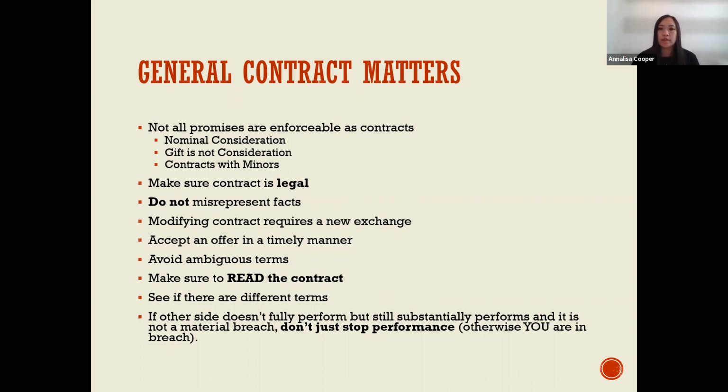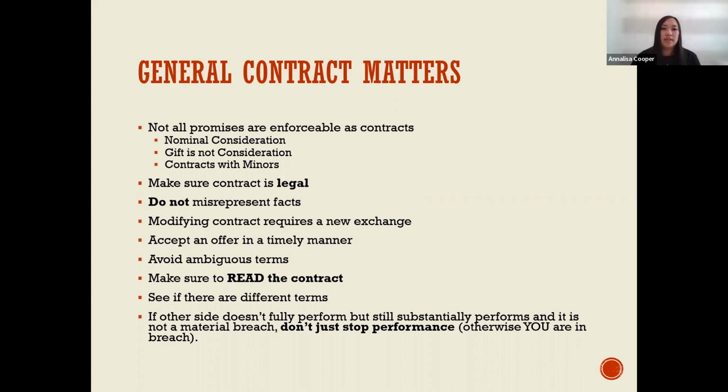And contracts with minors. To enter into a contract, you have to have legal capacity. One way to not have legal capacity is if you're a minor. And so if you're entering into a contract with a minor for any reason, make sure that their parent or legal guardian signs for them.